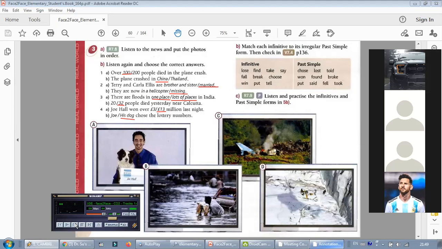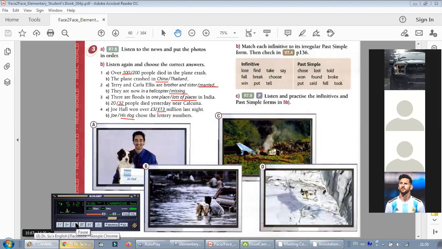Okay, one place or a lot of places? A lot of places. Yes, because the woman said many places, right? So yes. Lots of places is correct. And 32 is correct. 32 people died. That's correct. That's right. Now, number four. Let's listen to number four.